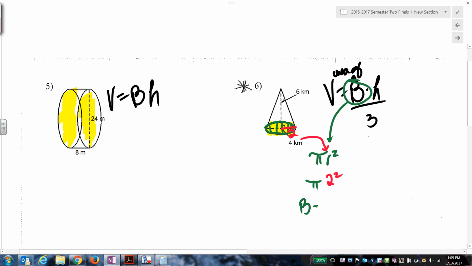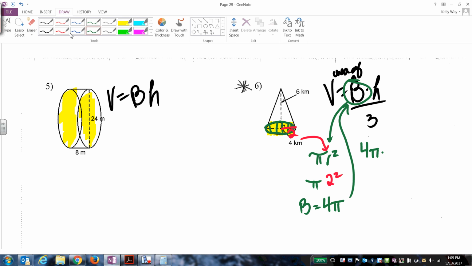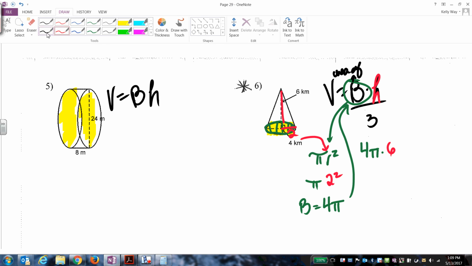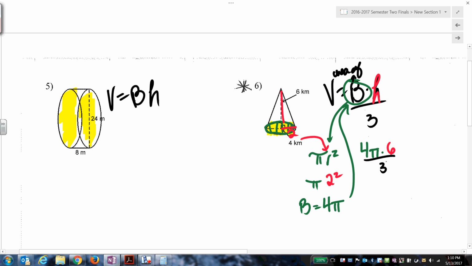So I find my capital B is 4 pi. I plug it back up in here. That's 4 pi times my height, which I have straight down there, over 3. Clean that up. Watch out for units, which are going to be kilometers cubed this time because it is volume.